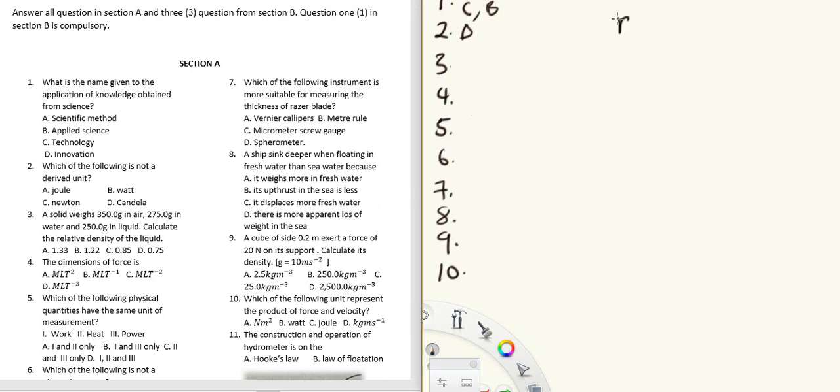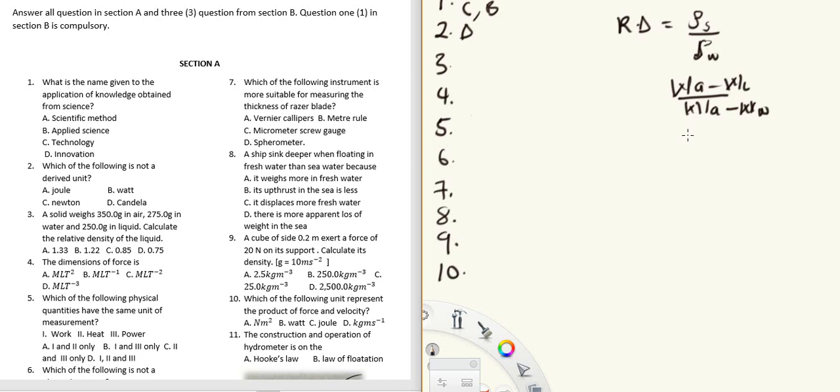Relative density, that is RD, is equal to density of a substance over density of water. To get this in terms of weight, this is the formula: the weight in air minus the weight in liquid, over the weight in air minus the weight in water.